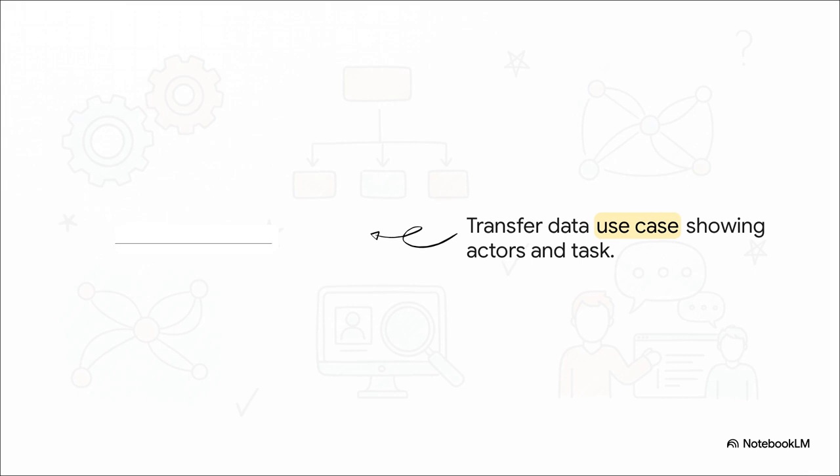What's really interesting here is how incredibly simple the visual notation is. Take a standard transfer data use case from a typical medical software setup, for example. The task itself is represented by a named ellipse in the middle, transfer data. The actors involved are those stick figures on the sides. On the left, you might have the medical receptionist, it's human. But on the right, you could have a patient record system, which is an entirely non-human software database.